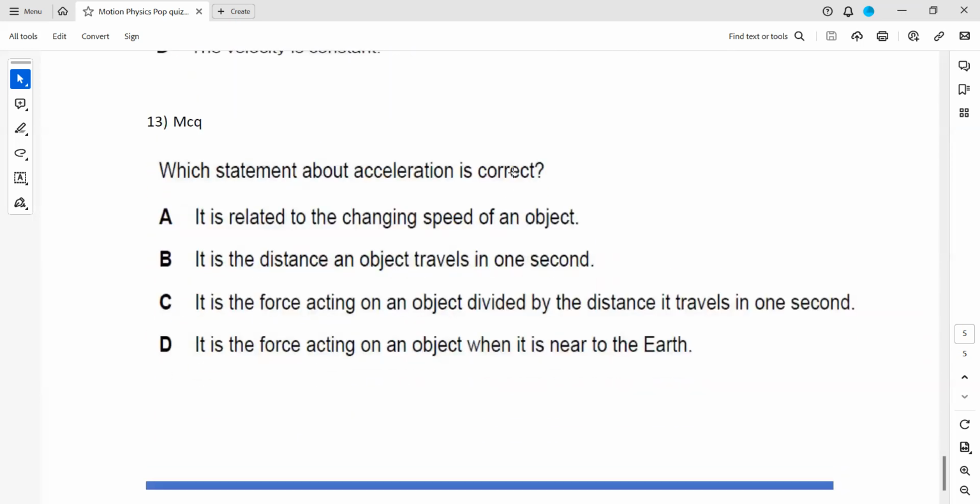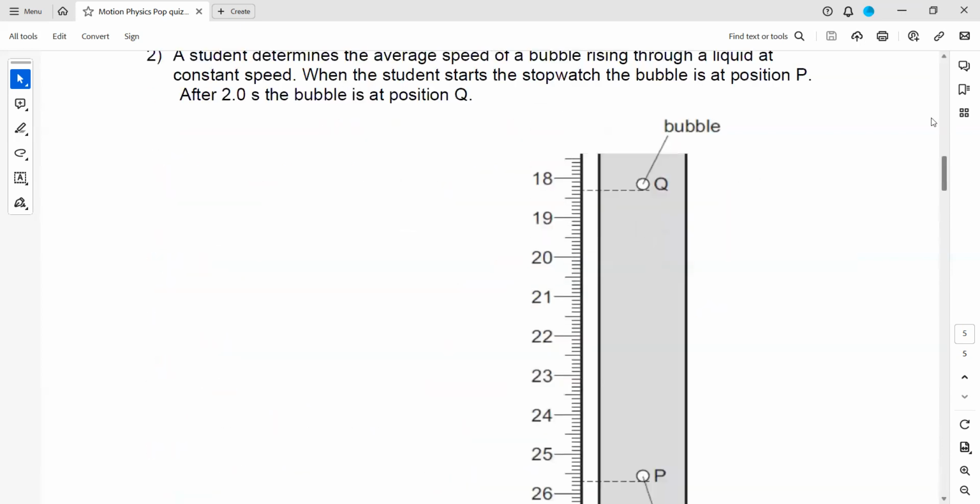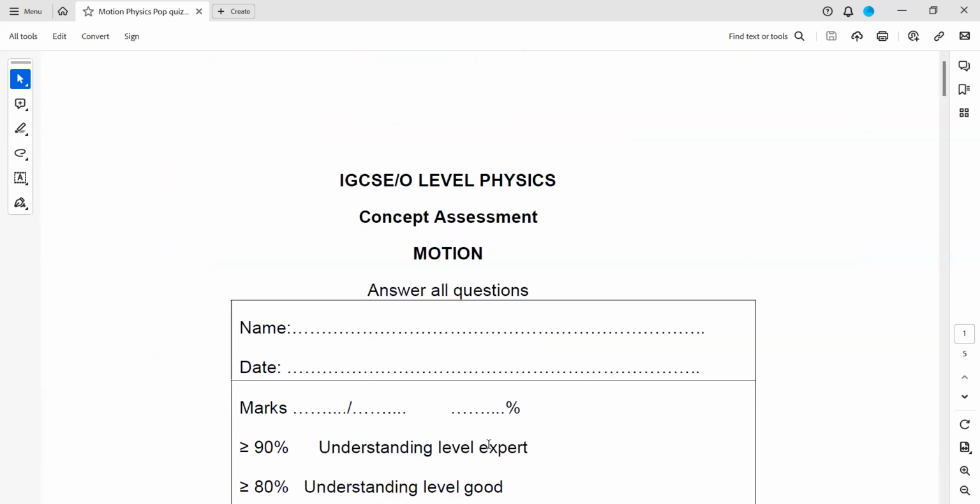In question 13, which statement about acceleration is correct? So acceleration is related to the changing speed of an object. This we did in the beginning of this exercise, the pop quiz. So this was a pop quiz which was related to motion.